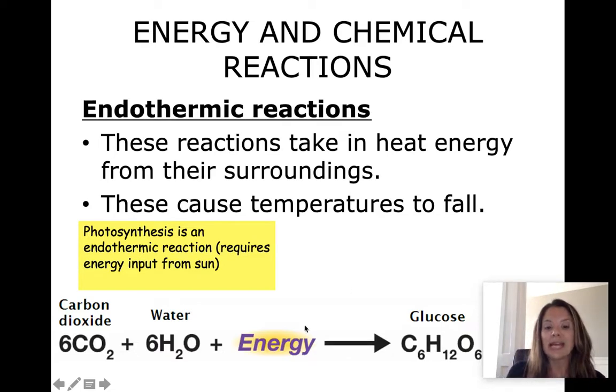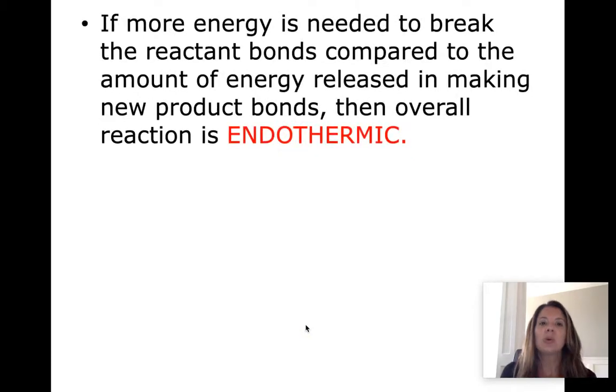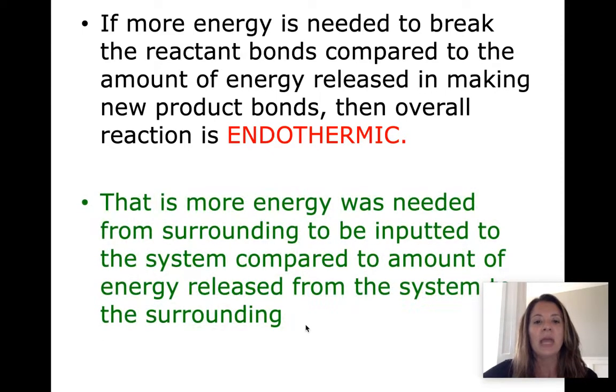But you notice that energy is found on the left-hand side of the reaction, and this indicates that the process is an endothermic process. So if more energy is needed to break the reactant bonds compared to the output of energy that is released in the new product bonds, we would say that the overall reaction is endothermic. And here is the same thing, just worded slightly differently. So more energy is needed from the surroundings to be inputted to the system compared to the amount of energy released from the system to the surroundings.